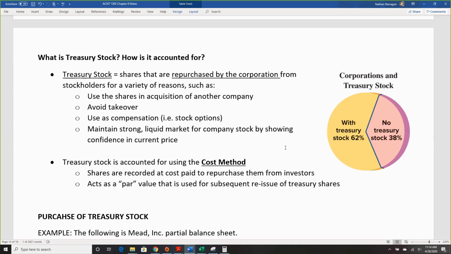So how are we going to account for these? Well, we're going to use a popular method, probably the easiest one too, and this is known as the cost method. Basically, we're going to recognize treasury stock for basically how much it costs us to get our stock back. This will be our new par value and the base value for the stock.